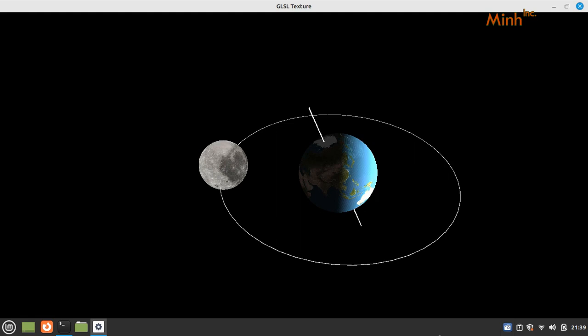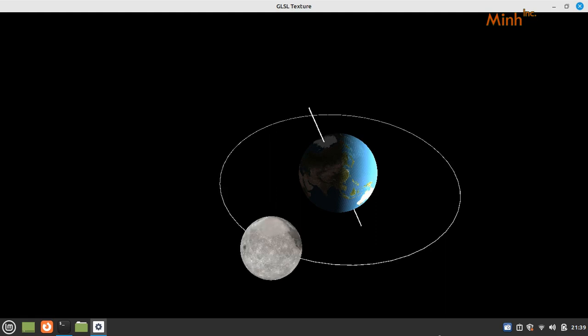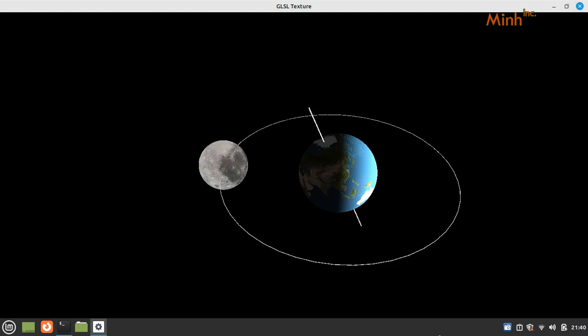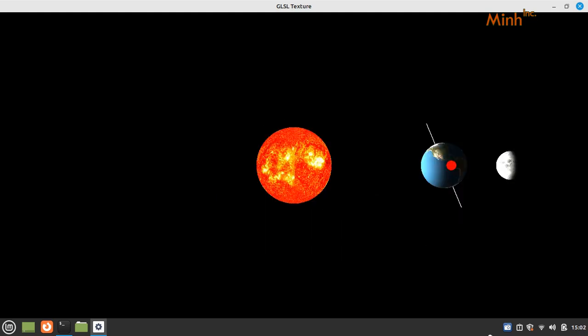If we talk about number of days it takes to rotate around the Earth: 1, 2, 3, 4, 5, 6, 7, 8, 9, 10, 11, 12, 13, 14. So 14 days it takes to go around. 15, 16, 17, 18, 19, 20, 21, 22, 23, 24, 25, 26, 27. So it takes 28 days to revolve around the Earth. So in 28 days it is back to its original position. Moon shifts its position around the Earth.